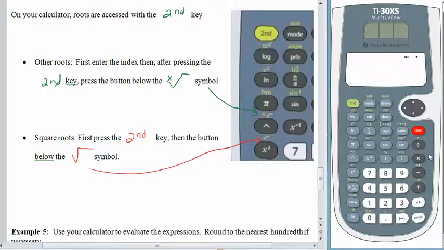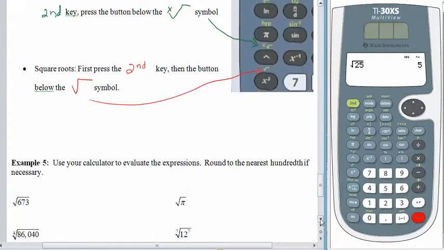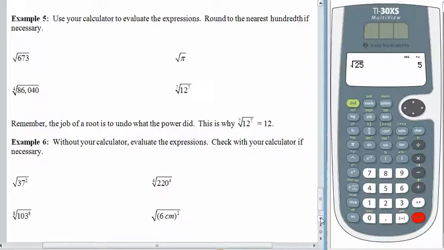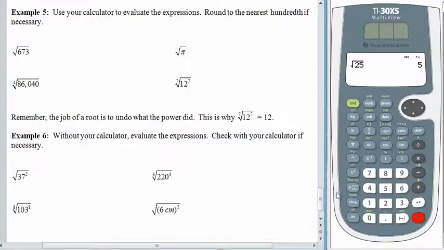For example, if we wanted the square root of 25, we would create the radical first, square root, and then type the 25 inside the square root where it belongs, press enter, and see that the answer is 5. All right, so your job is to practice this. Use your calculator, see what you can do, and then come back to our video.